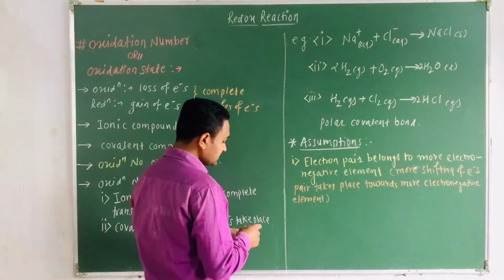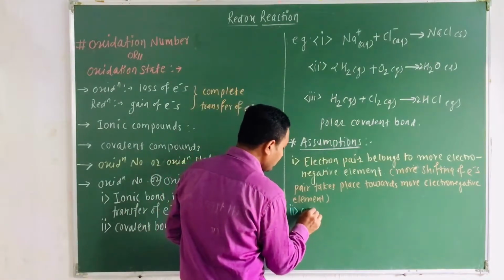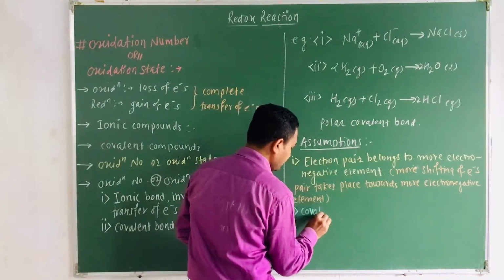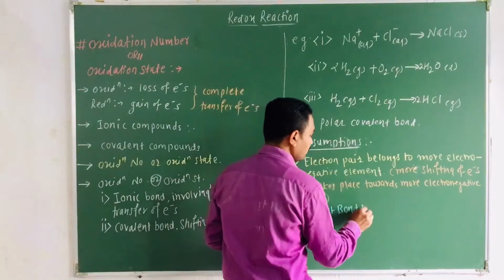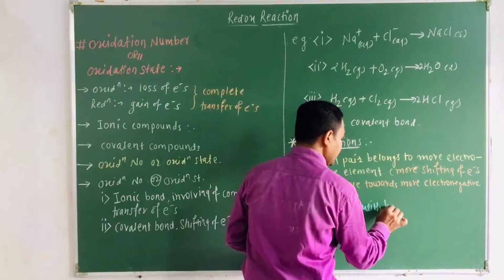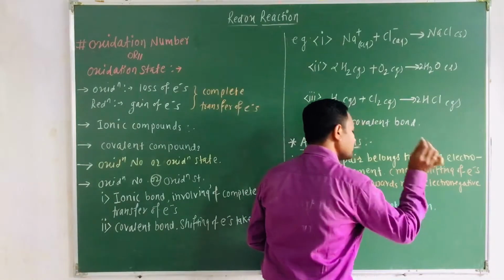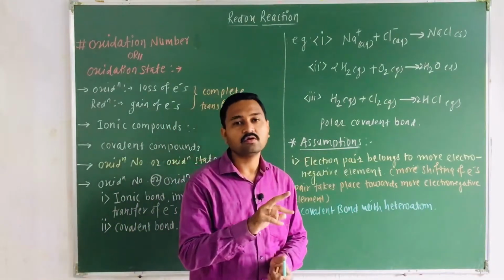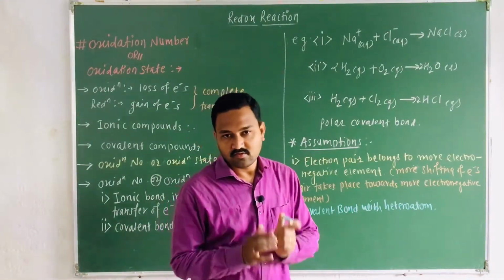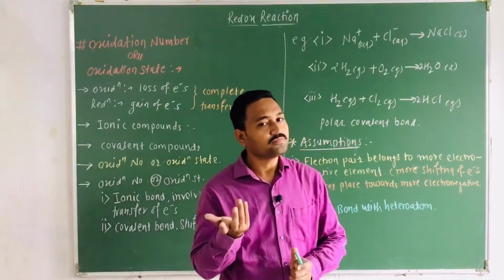Now the second assumption that we are going to consider: the covalent bond is always formed with a heteroatom. That means the covalent bond will have a polar nature. One particular atom has more electronegativity than the other.